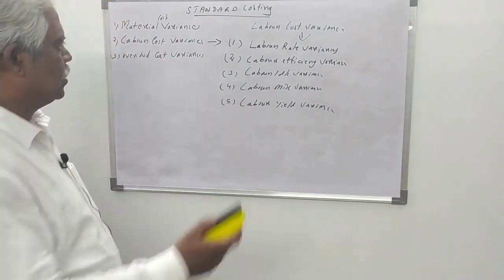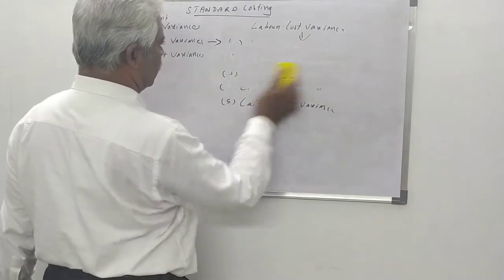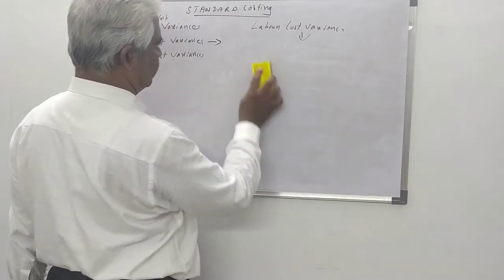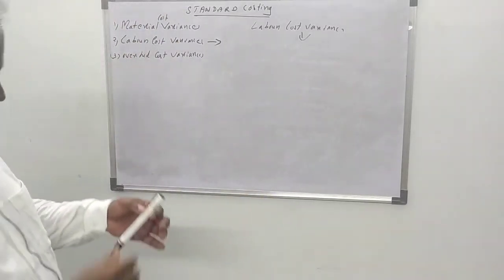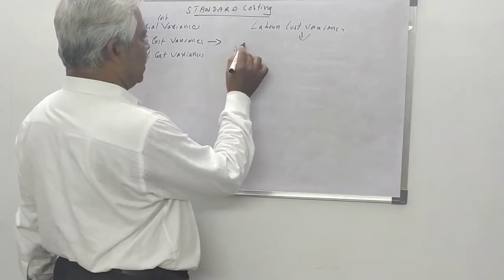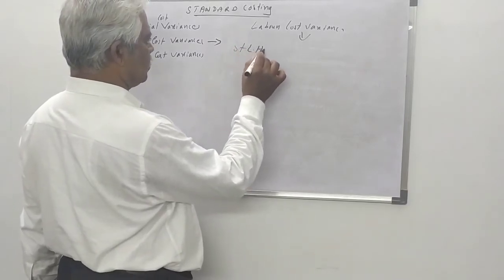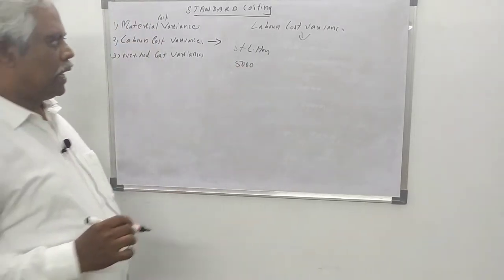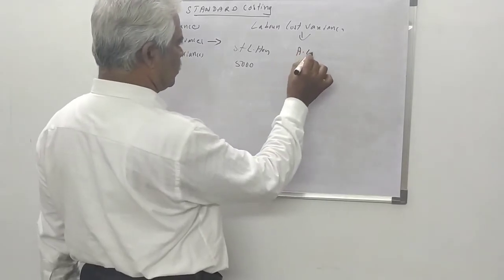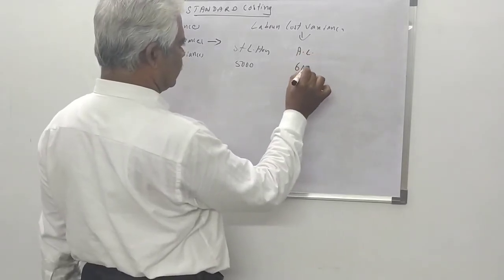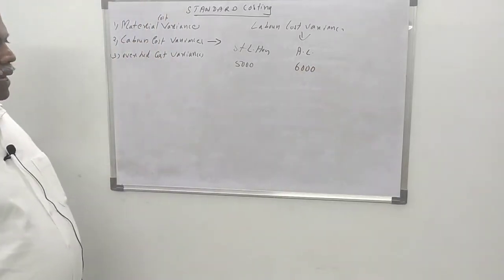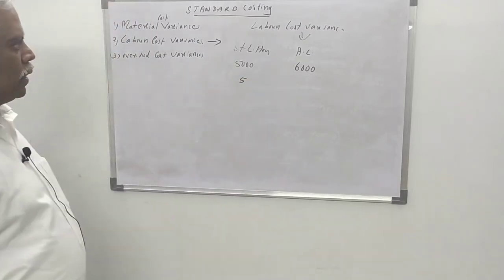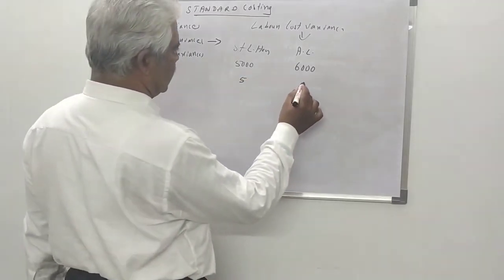What is labor cost variance? I have taken a simple example for your understanding. Standard labor hours, for example, 5,000 labor hours. Actual labor hours worked, 6,000. Standard labor rate is rupees 5 per hour. Actual labor rate is 6 per hour.